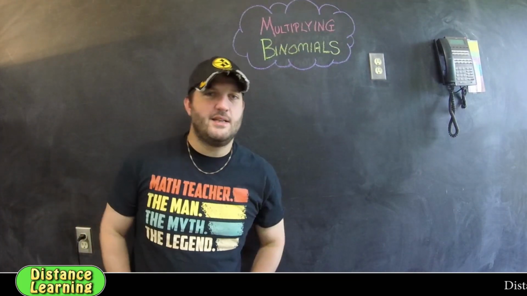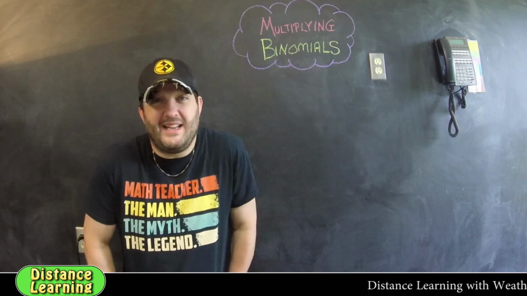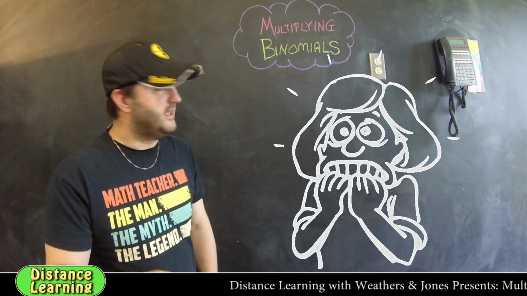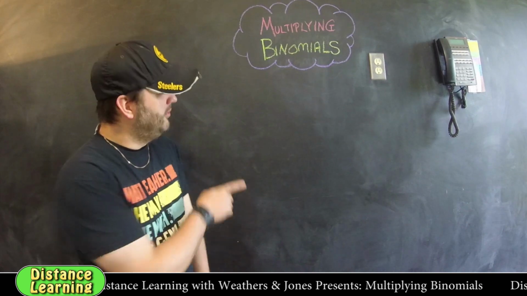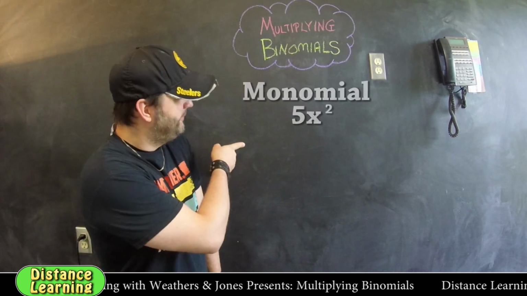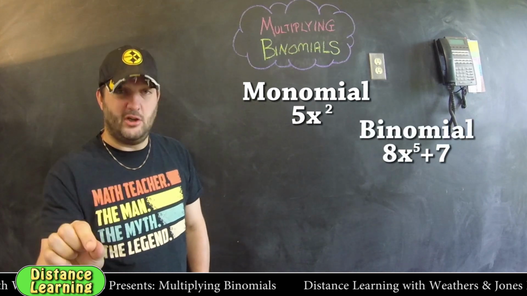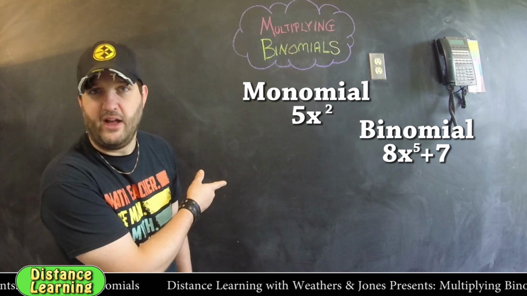Okay, for today's lesson, we're going to talk about multiplying binomials. Now, binomial might sound like a pretty weird, hard, confusing math word, so let's break it down. First, there's this thing called a monomial. Monomial means just one piece of algebra, one piece of math. Bi means two, so a binomial means two pieces of math, or two pieces of algebra.